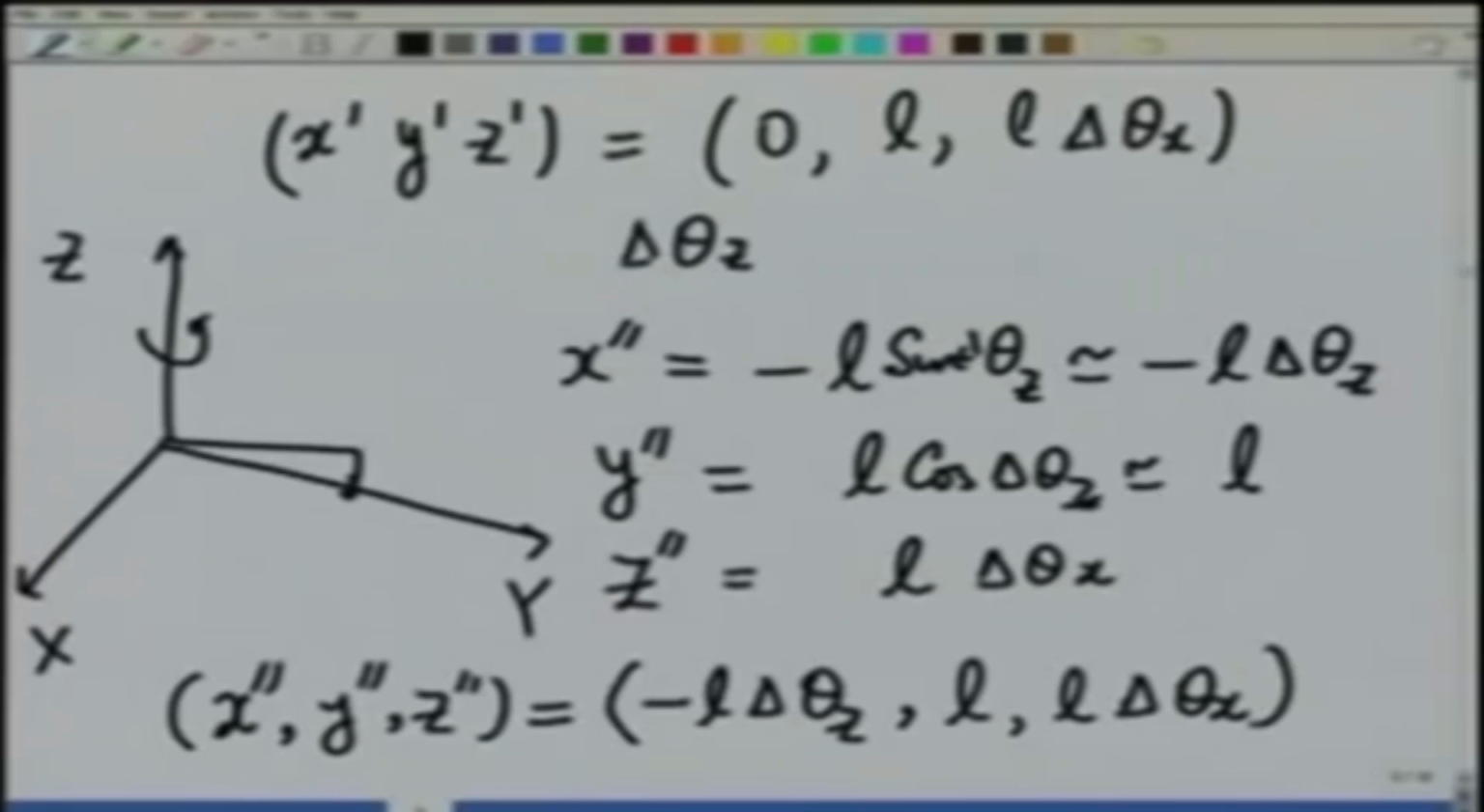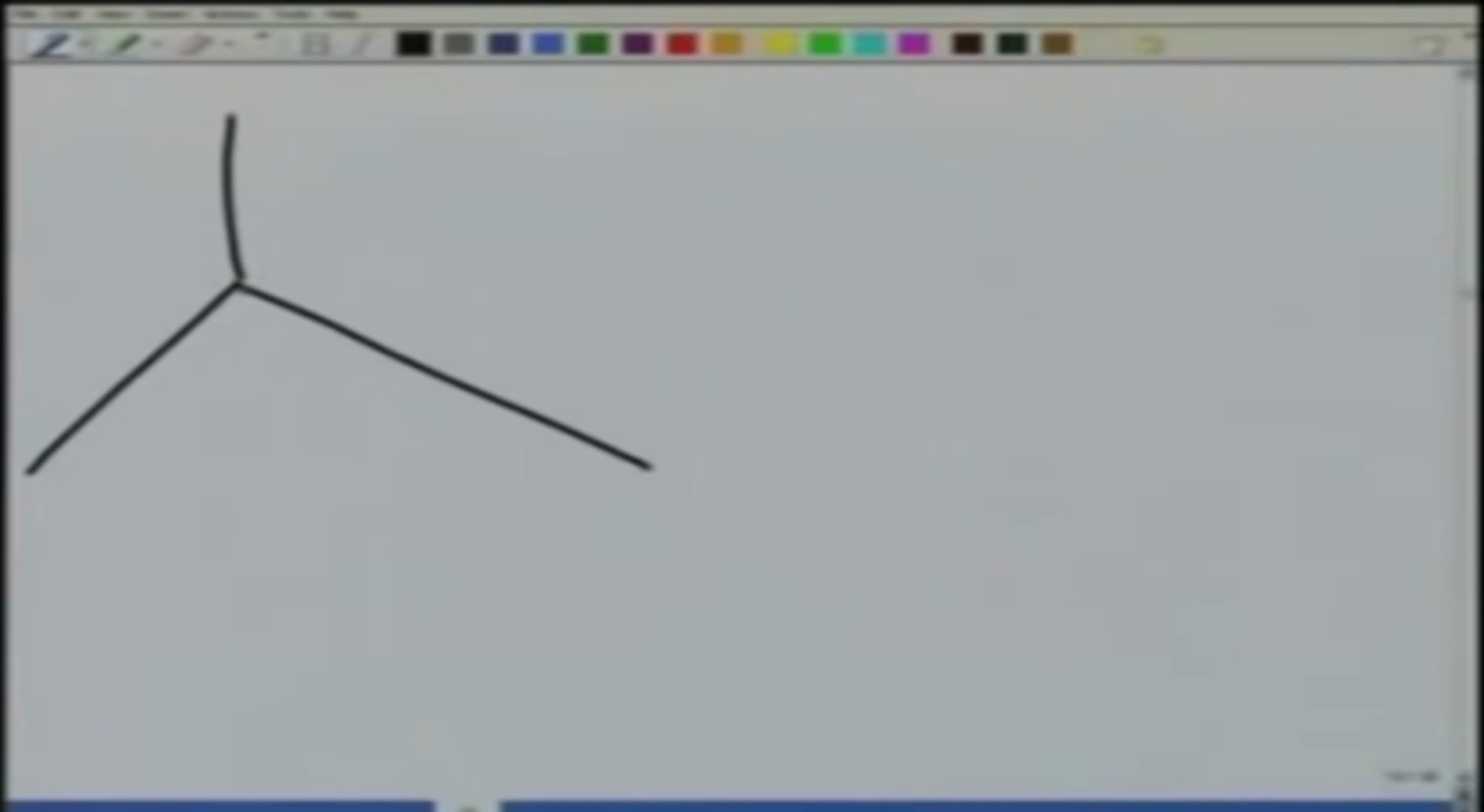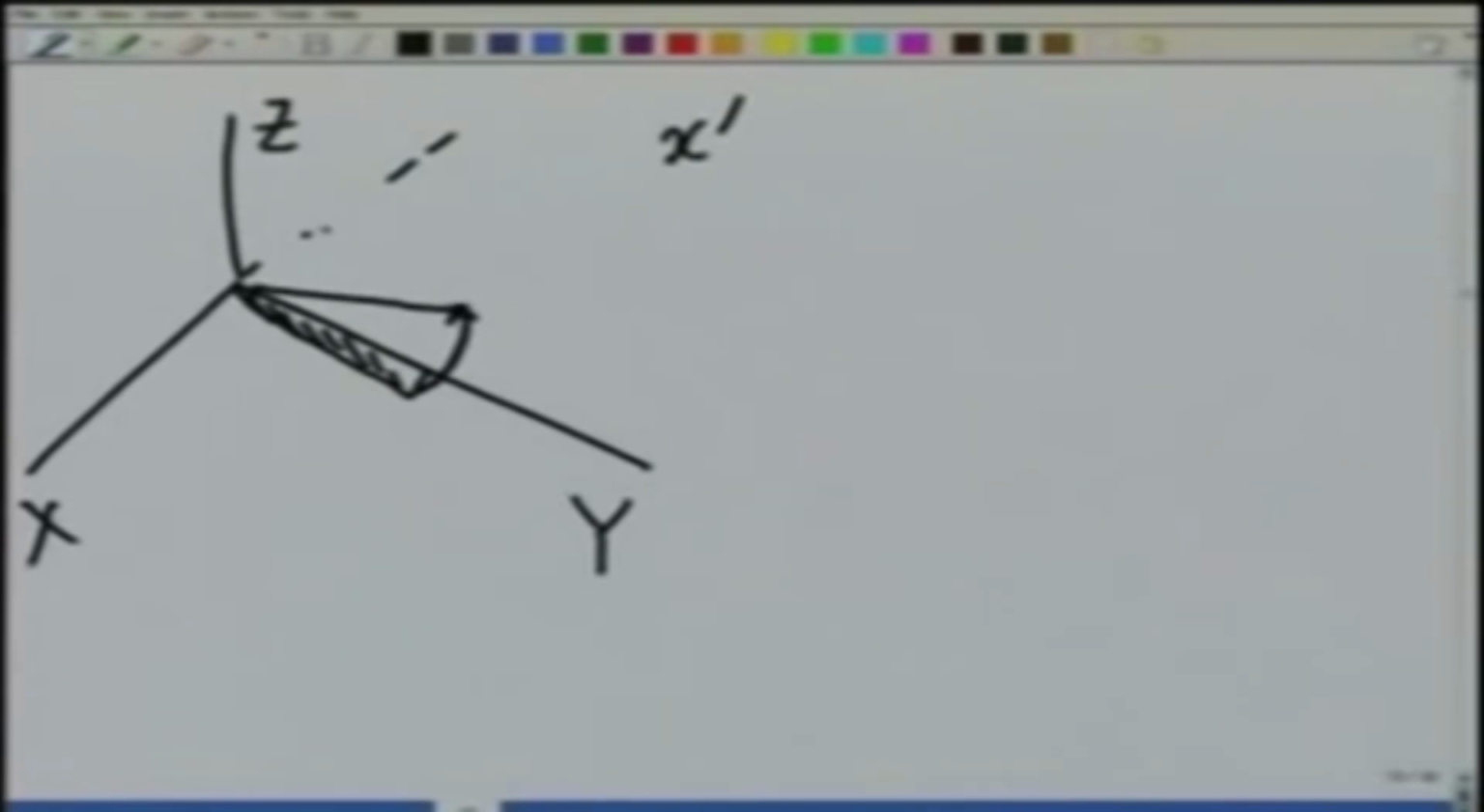This is going in the order when I rotate it first about the x axis and then about the z axis. Let us see if I change the order what happens. So, now what I am going to do is take the same rod, x axis, y axis, z axis, first give it a rotation about the z axis in the xy plane by an angle delta theta z counterclockwise. So, when it rotates like this in the xy plane, you can see that x prime is going to be this projection.